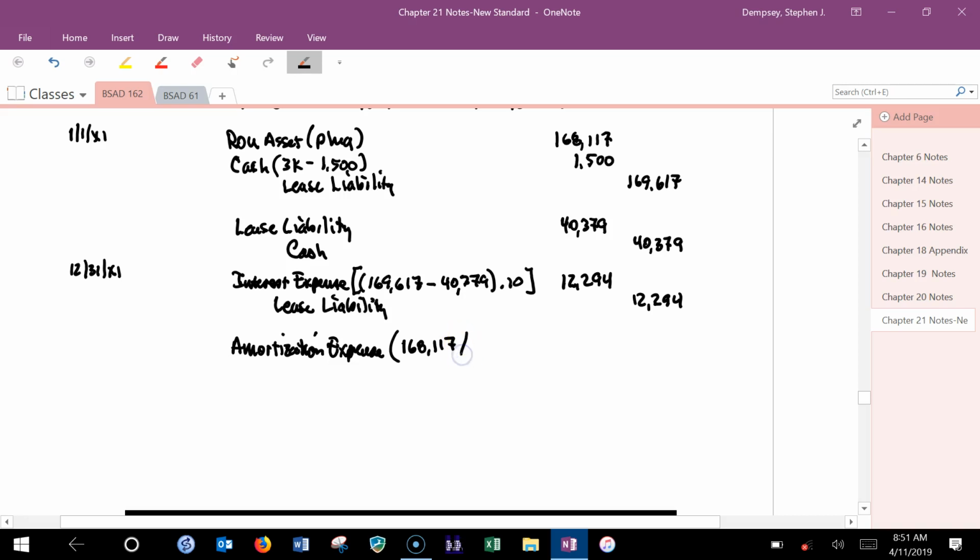And they don't use residual value to depreciate or amortize. We're just going to amortize this over how many years? 5. Okay. 33,623. Do we use an accumulated depreciation account? No, you don't. So you reduce the ROU asset directly. 33,623.